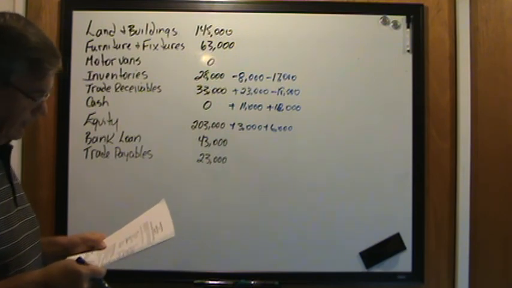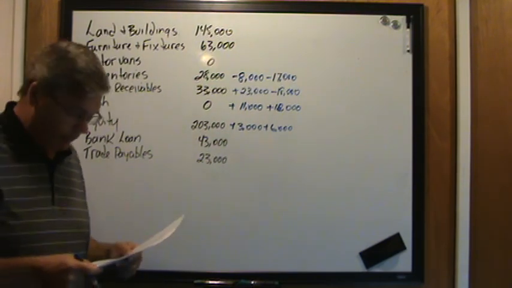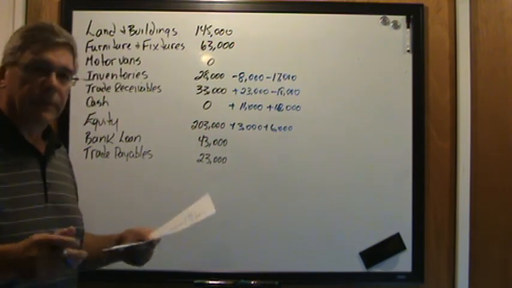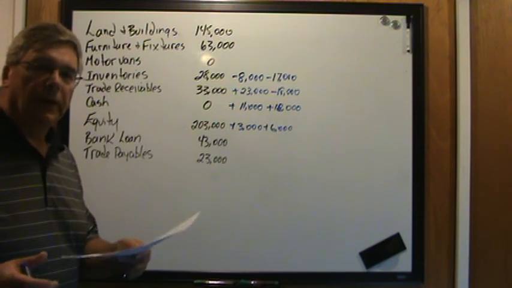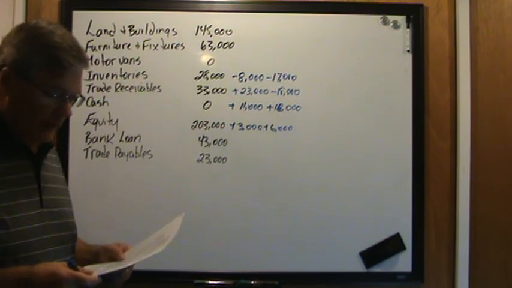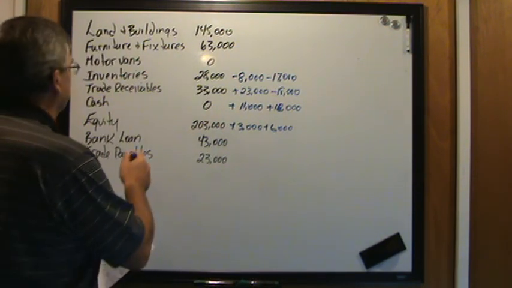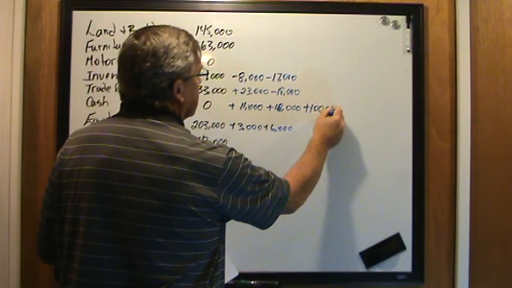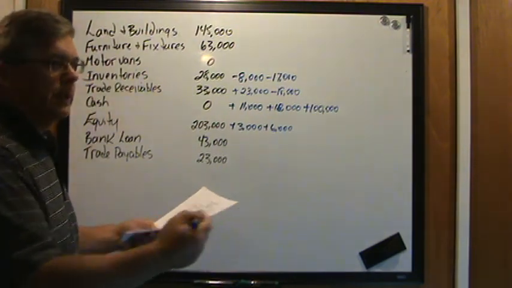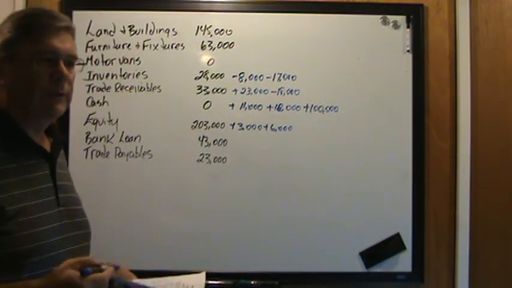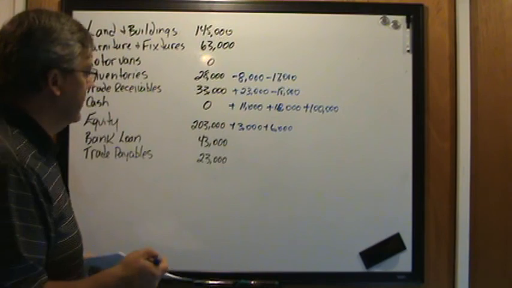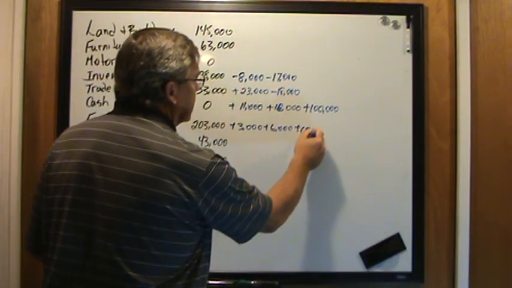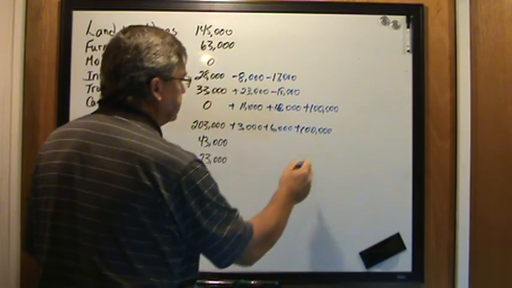The owners of the business invested $100,000 of their own money, which was placed in the business bank account. Now we don't really care where it was placed, but all we care about is that it's cash. So cash goes up $100,000. And since this is being brought in from outside the business, it's not part of operating the business, the equity will increase by $100,000. So it goes directly into equity.